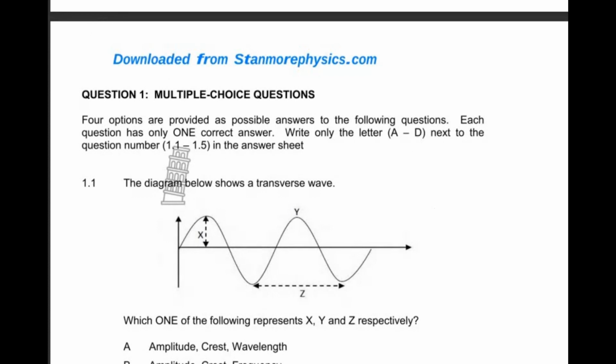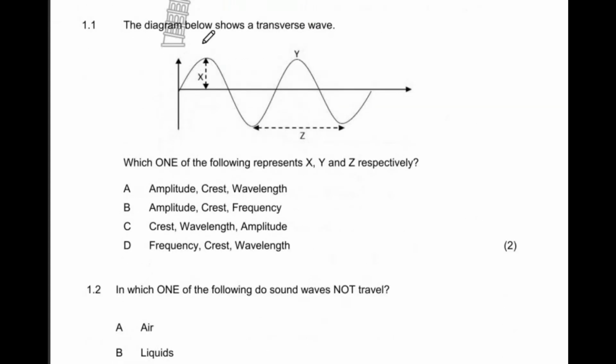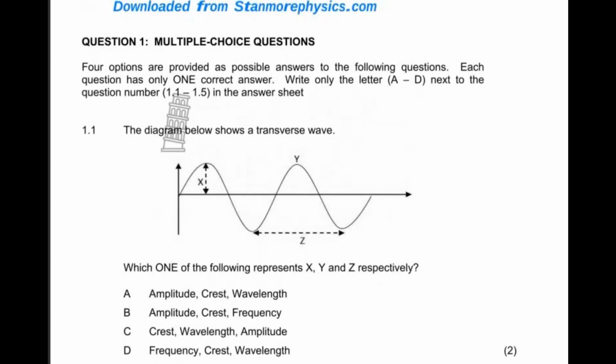Question 1.1. The diagram below shows a transverse wave. Which one of the following represents X, Y, and Z respectively? Is it A, amplitude, crest, wavelength? B, amplitude, crest, frequency? C, crest, wavelength, amplitude? D, frequency, crest, wavelength? To answer this question, just look at the diagram that you were given and let's try to analyze it.